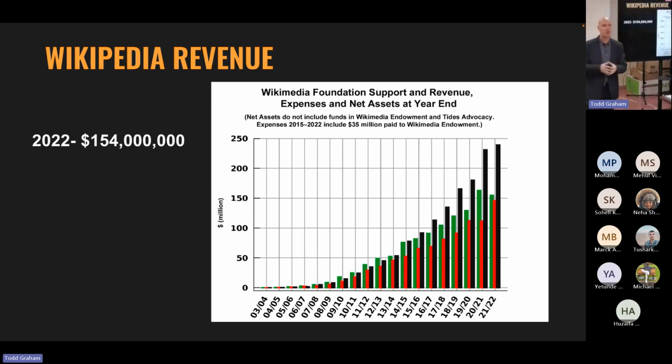Wikipedia. We all use Wikipedia. Maybe you don't like to admit it, but I use it all the time. Wikipedia is a great resource. You can see that they started with very modest revenue and grew into a multi-million-dollar organization. A free organization, but still they make money.